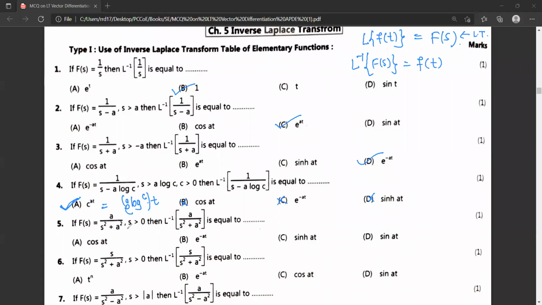What is the answer for the fifth one? फिफ्थ का आंसर क्या आएगा? ये किसका लाप्लास ट्रांसफॉर्म है? Sin 80. Yes. This is the Laplace transform of which of the following functions? Cos. Cos 80. Okay, take the screenshot quickly.